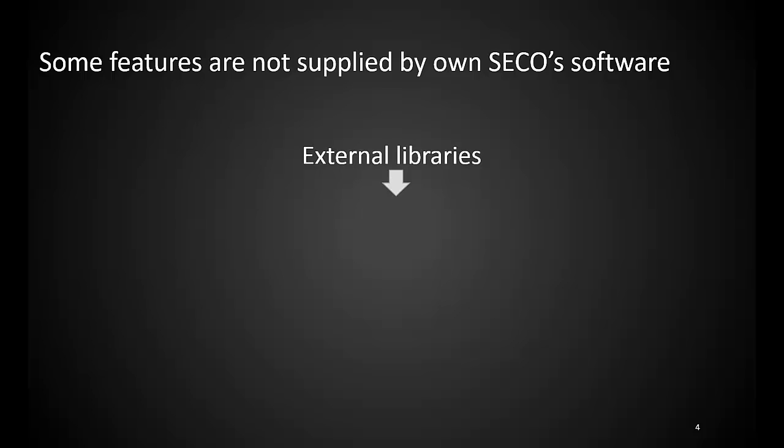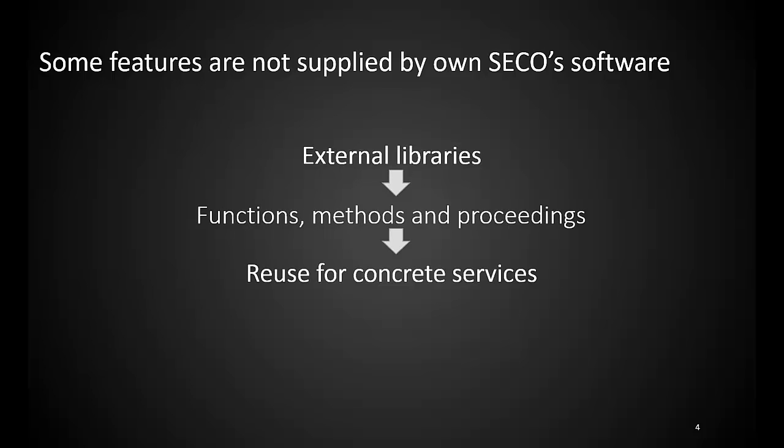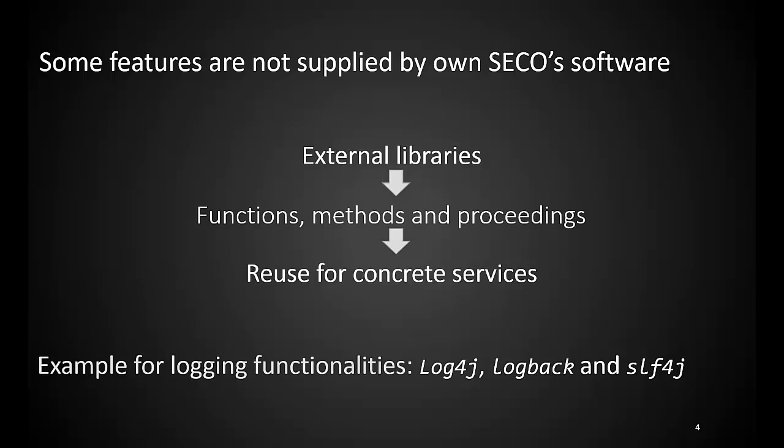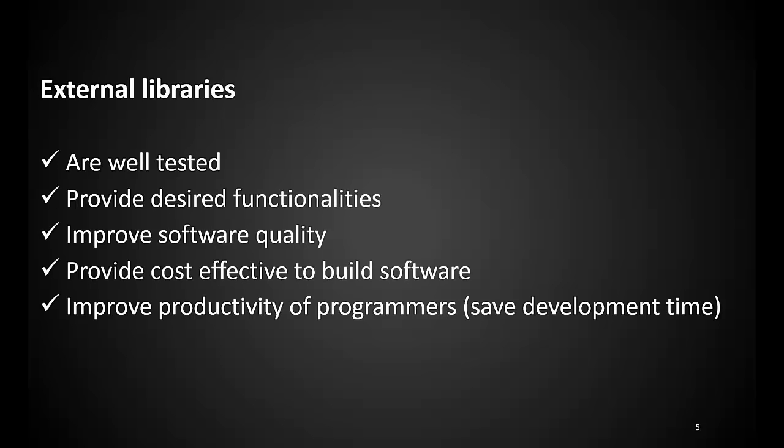These external libraries offer different functions, methods, and procedures that we can reuse for concrete services. Here we have an example for logging functionalities. Actually, most software depends on the usage of external libraries to provide technical facilities for developing different tasks. Some of the benefits of external libraries are they are well tested, they provide desired functionalities, they improve software quality, they are cost-effective to build software, and they improve productivity of programmers.